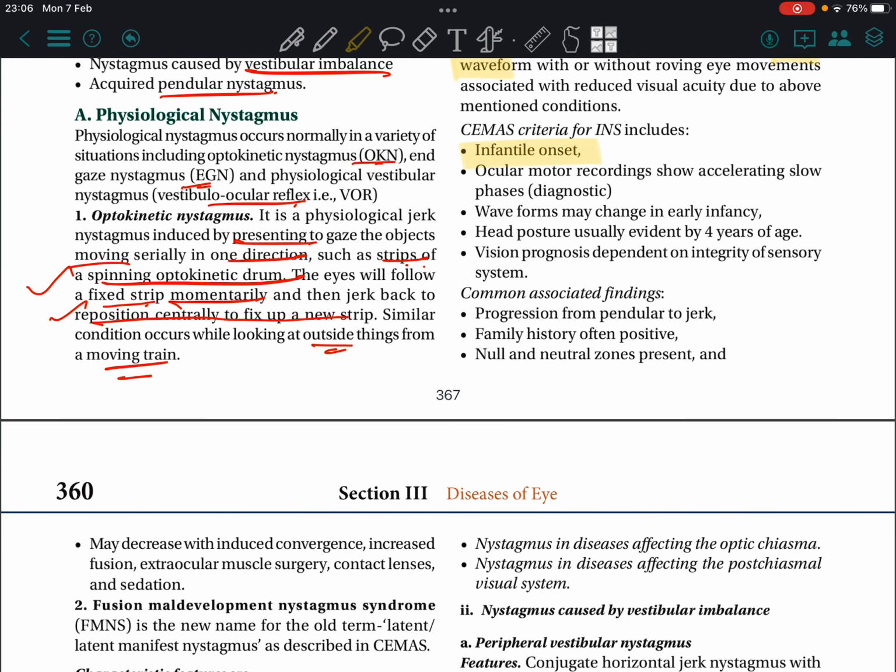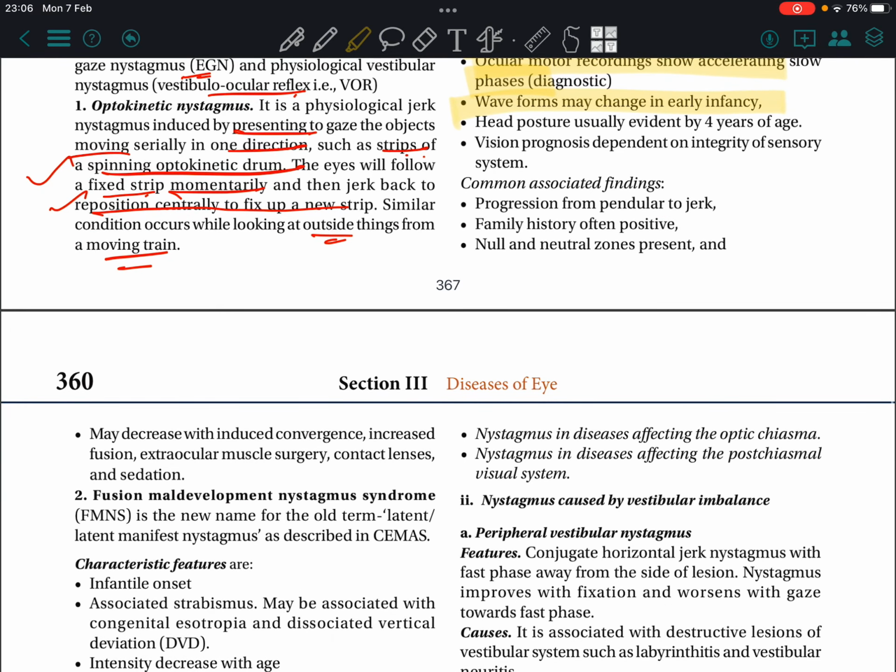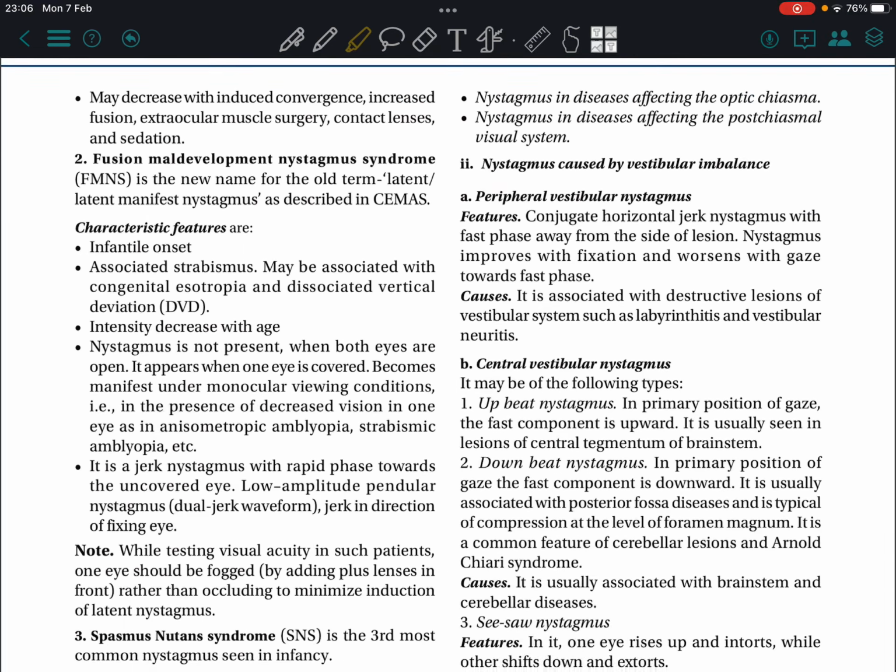CMOS criteria for INS: infantile onset, ocular motor recording shows accelerating slow phase. Waveforms may change in early infancy. Head posture is usually evident by 4 years of age. Common associated findings: progression from pendular to jerk. Family history is often positive. Null and neutral zones are present.